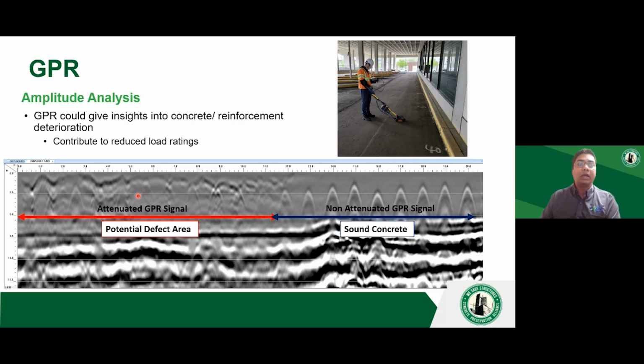Amplitude analysis cannot tell you what kind of defect is present in your concrete. It will only tell you this is the area where a potential defect exists, and you need to investigate further. Some companies or some people claim that it can exactly tell you what kind of defect, but you can have the exact same GPR signature from two different defects. And that's why you cannot solely rely on GPR to tell what exactly is the nature of the defect.